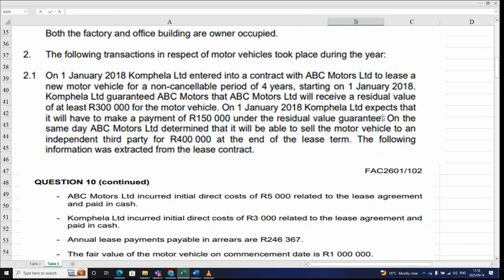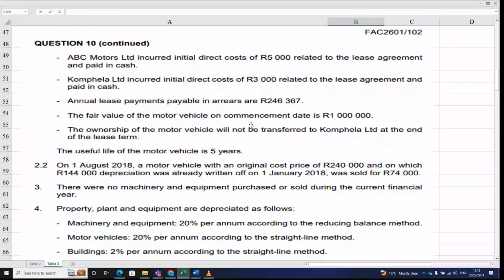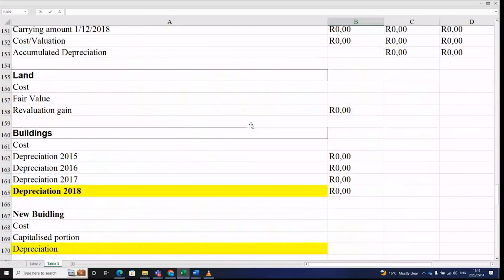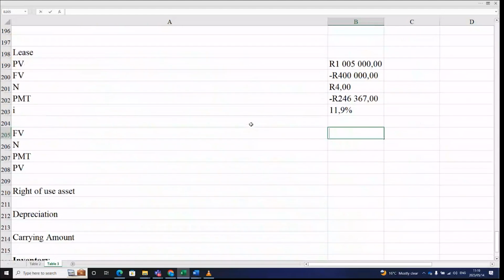On 1 January 2018 compeller expects that it will have to make a payment of 150,000 under the residual value guaranteed. Okay, so that's like the obligation, so that's how much they are willing to pay for this. Okay, so it's 150,000 that they'll pay. Okay, period is also 4 years. Okay, the PMT is the same as that, right?